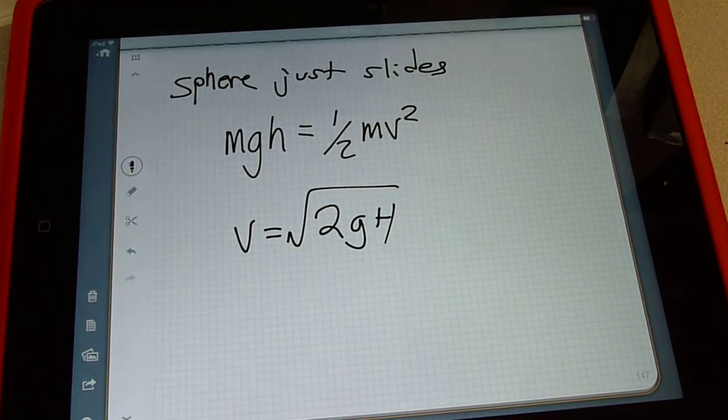what we get when we just slide down, due to the rotation taking some of that energy.